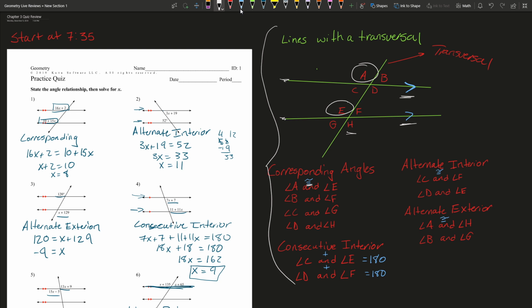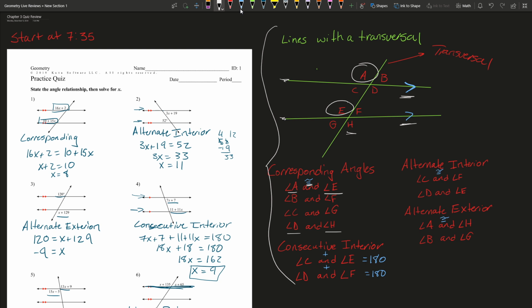All right. So for example, if angle A is congruent to angle E, then we know that the lines are parallel. If we know the lines are parallel, then we know that angle D plus angle H is equal to angle H. Okay. So I got just a little bit off track there.